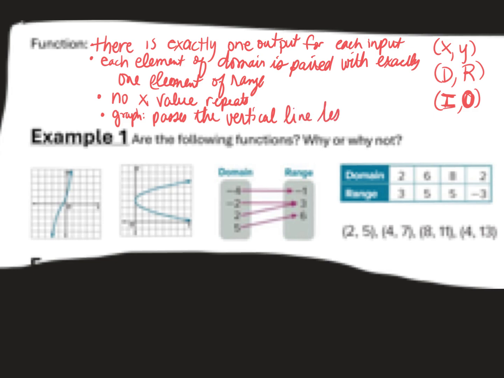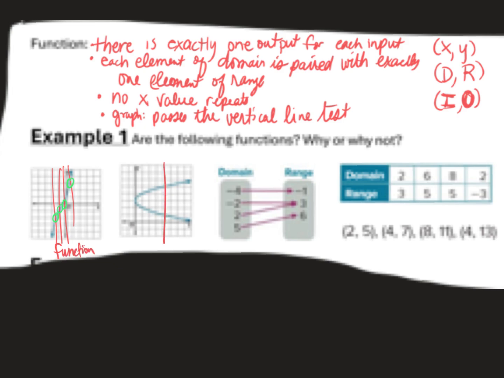We're going to look at the next example and decide if these are functions or not. So as I look at this first example on the left, would this graph pass the vertical line test? Yes, every single vertical line that I have drawn only passes through the blue graph one time. No matter where you would draw a vertical line, it would only pass through one point on the graph. So that means that this first one is a function.